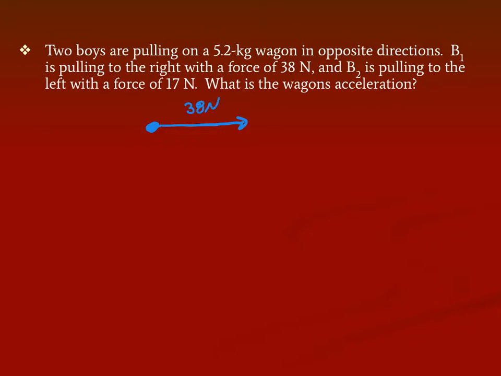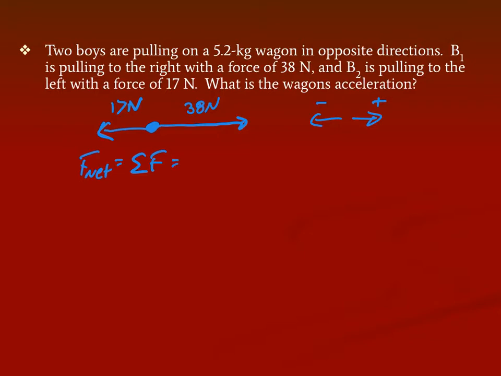Remember that vectors should, at least qualitatively, represent the magnitude of the vector by their length. So we're going to draw the one to the left smaller, a little less than half the size. So net force is equal to the sum of all the forces. In this case, it's easy. It's just one dimension, right? So I'm going to call, in my frame of reference, left positive, right negative.